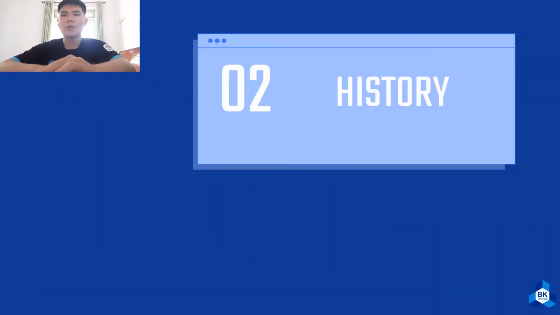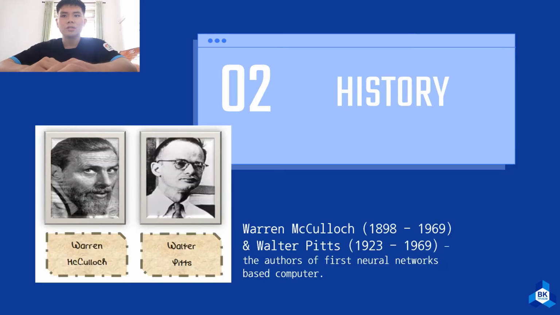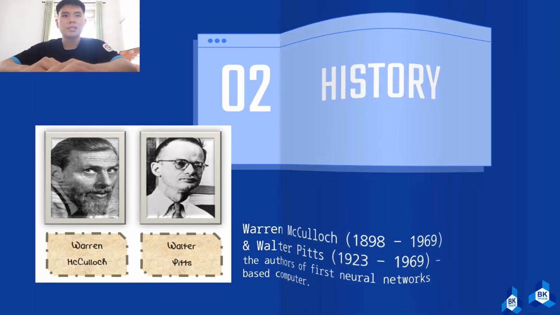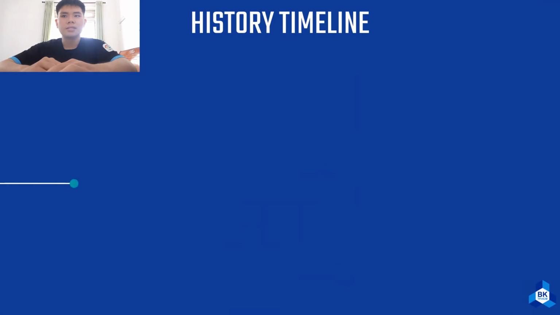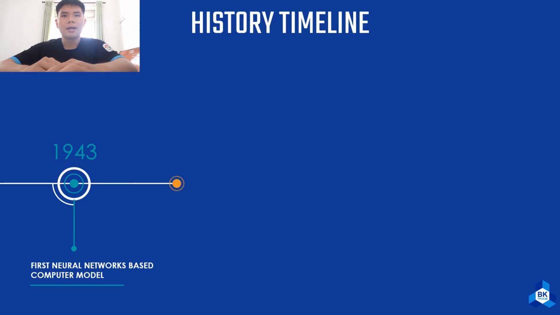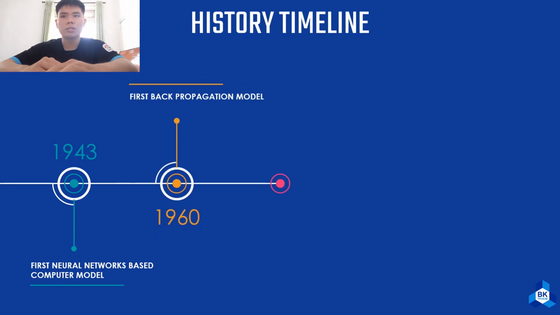Deep learning has been on a long journey, and now I, Đặng Cao Cương, will talk briefly about its development history back to the middle of the 20th century. To begin with, Warren McCulloch and Walter Pitts are the authors of the first neural network-based computer. The history of deep learning dates back to 1943 when they first created a computer model based on the neural networks of the human brain.